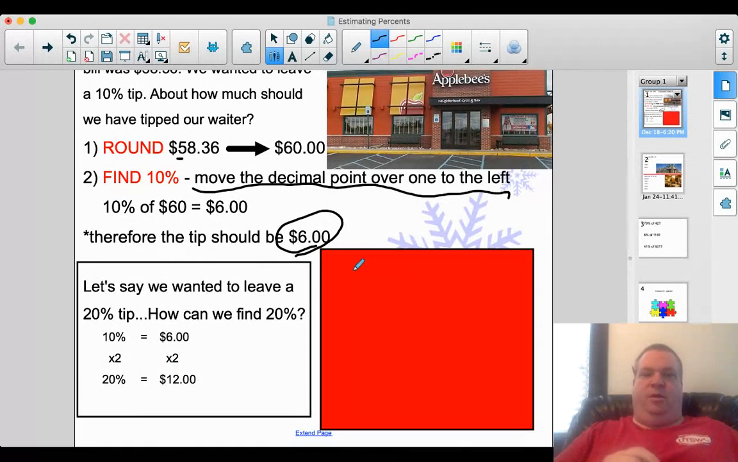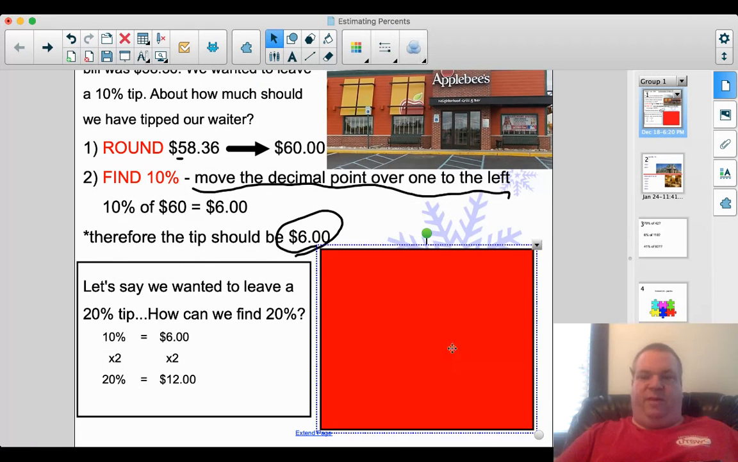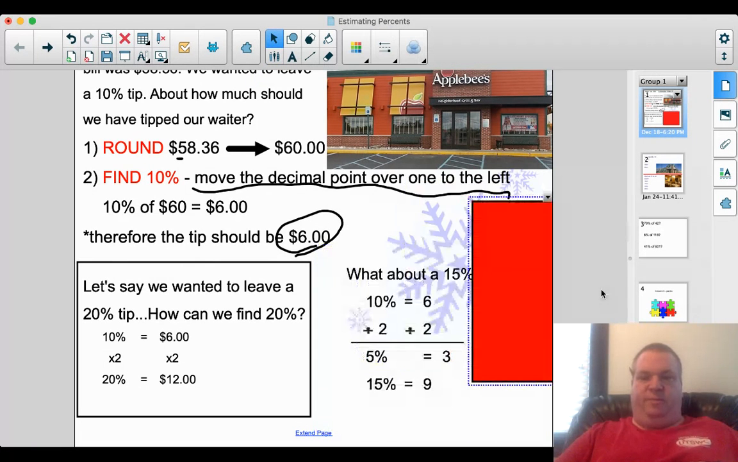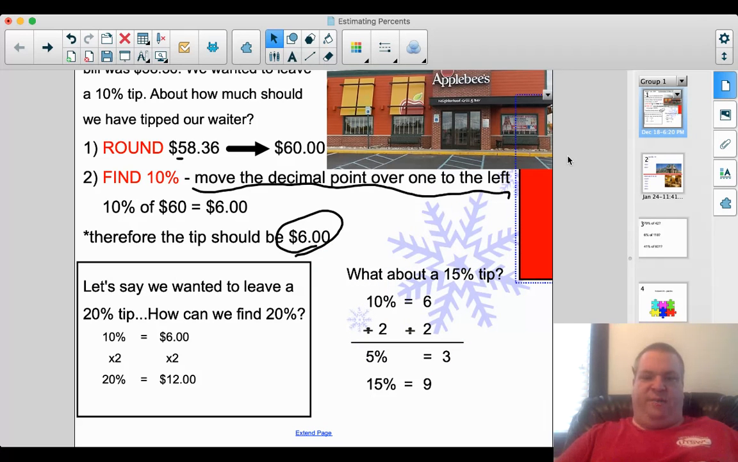Okay. Well, the other thing you might be wondering is, what about if they did just an okay job, an average job, and you want to leave them a 15% tip?